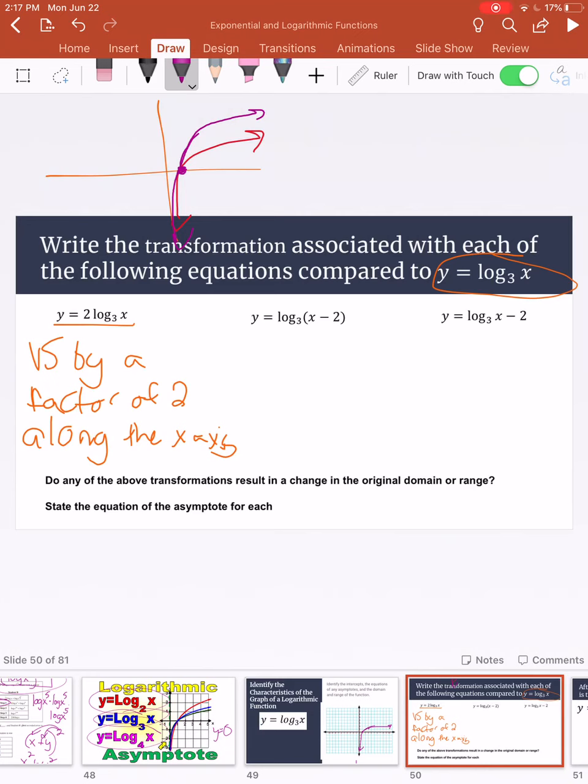Okay, so now for this next question, the x minus 2's in brackets. So we're replacing the x with x minus 2. So that means we have a horizontal translation. So we're translating 2 units right. Okay, and you could try to graph this as well.